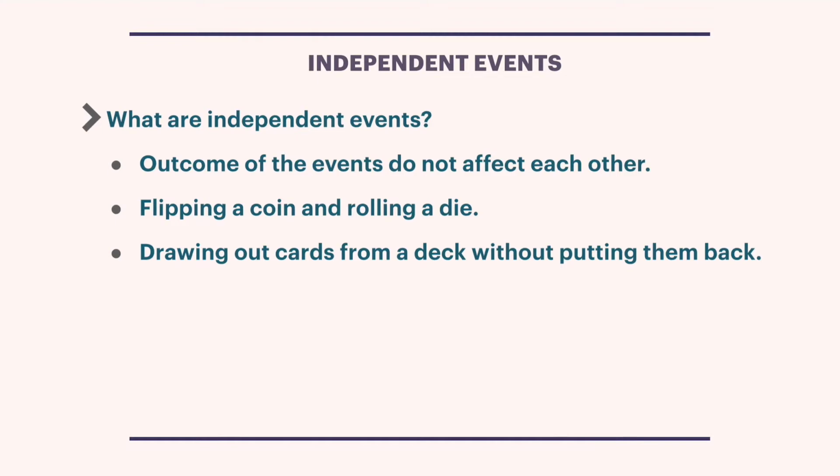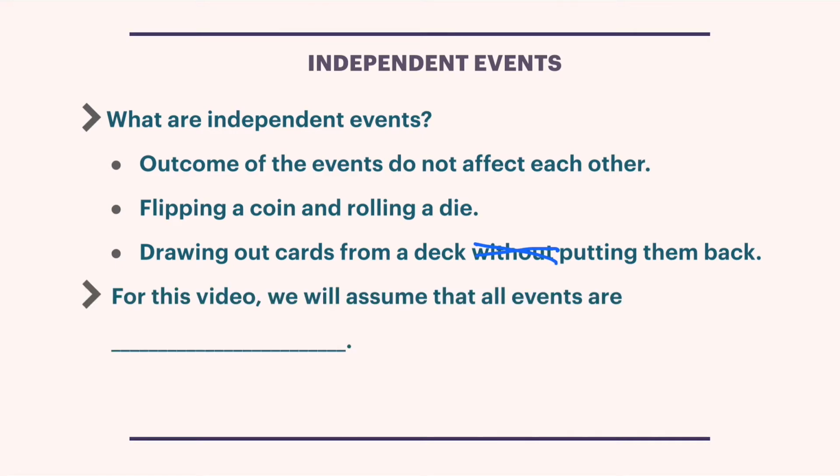But if you remove this word, without, let's say that you're putting the cards back in the deck and you're shuffling it every time. Does what you get from the first affect the probability of what you're getting from the second? No, it does not, because you're putting it back and you're shuffling every time. What you got from a previous draw does not affect your second draw. And that makes this event independent. But for this video, we will assume that all events are independent.